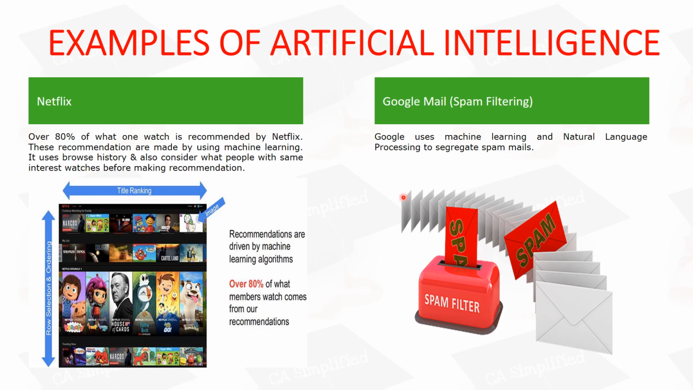Similarly, we have all used Gmail and have seen certain mails being filtered as spam, and they gladly go and sit in the spam section. This filtration is done by Google using artificial intelligence. It uses machine learning and natural language processing in doing so. Now we have seen multiple examples.